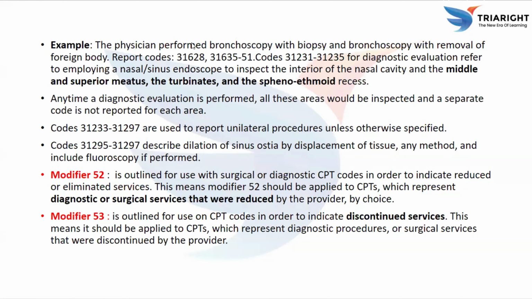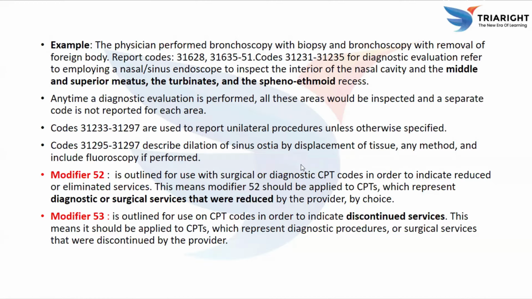Here is an example, multiple bronchoscopies in one session. The physician performs bronchoscopy with biopsy and bronchoscopy with removal of the foreign body. So what is the correct CPT coding? 31628 for bronchoscopy with biopsy, 31635 with modifier 51 for bronchoscopy with removal of the foreign body. So this is assigned as a secondary procedure.